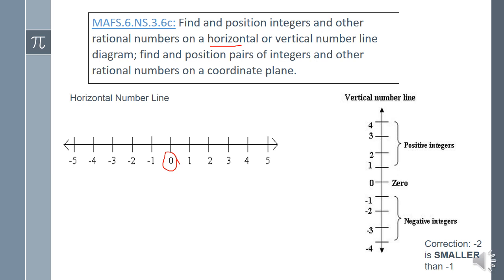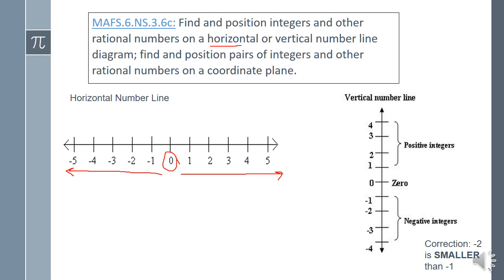As you're looking at this number line, you'll realize that anything to the right of 0, as you're moving to the right, your numbers are increasing, or the value of the numbers are increasing. And when you're dealing with numbers to the left of the 0, your numbers are actually getting smaller. So when we think of -5, -5 is actually smaller than -1. -4 is smaller than -3.